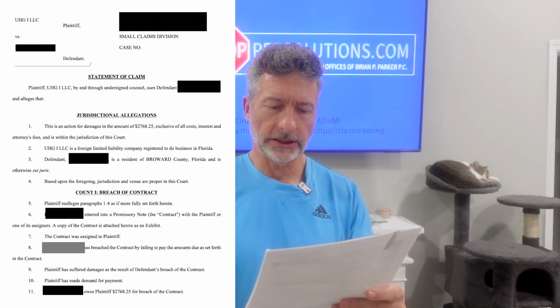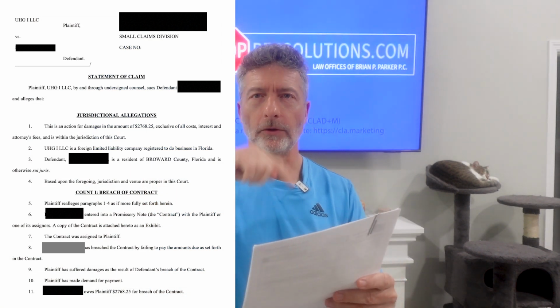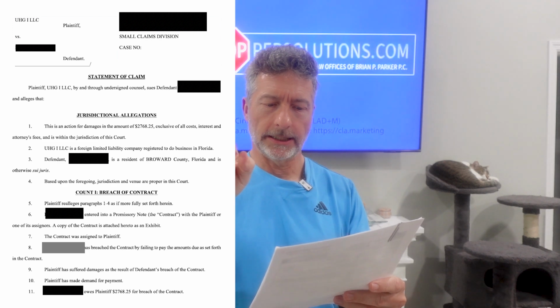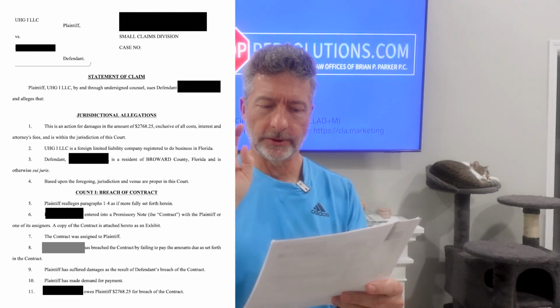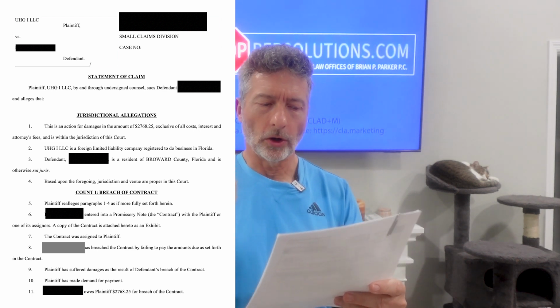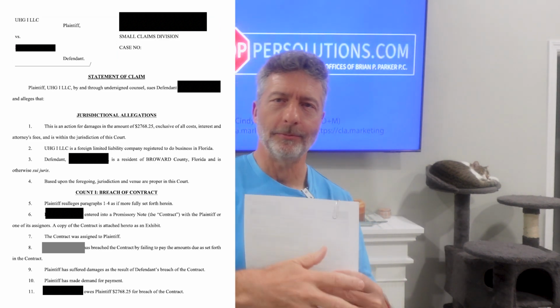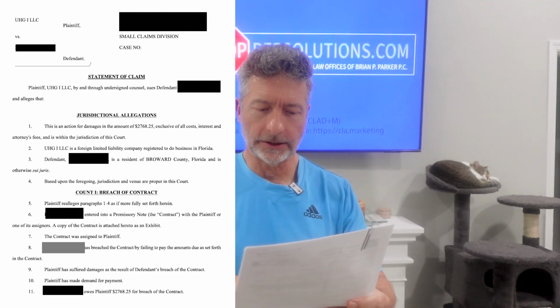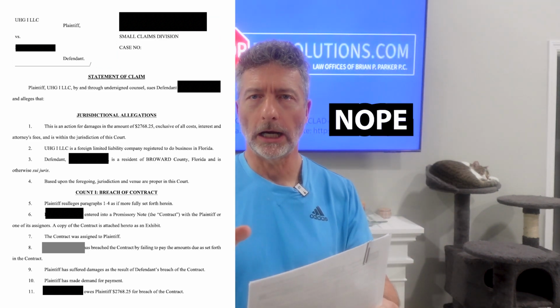Let's look at a good one. This is another Florida one, but UHG 1 LLC. Put up the first page, Cindy Shazamsky, and you'll see right now, C6. This is gonna be a fun one, by the way. 6 says, my client entered into a promissory note, the contract with the plaintiff or one of its assigners. If you own something, you know how you got it, how you purchased it, and the name of the guy that gave it to you, or gal, or company. A copy of the contract is attached here too. No copy is attached.